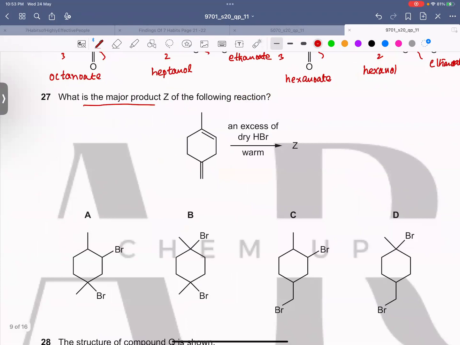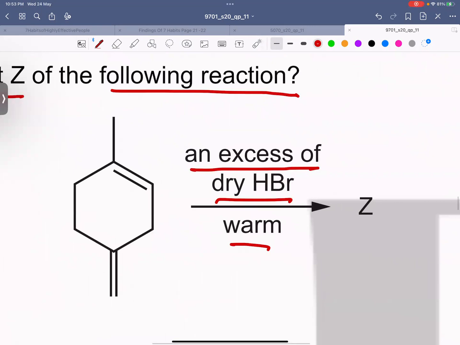What is the major product Z of the following reaction? An excess of dry HBr. So if you recall, the hydrogen goes to the carbon which already has more hydrogens, and the bromine goes to the other carbon. In the case of water instead of HBr, the OH goes to the carbon which already has less hydrogen.